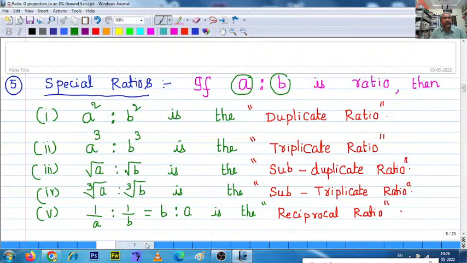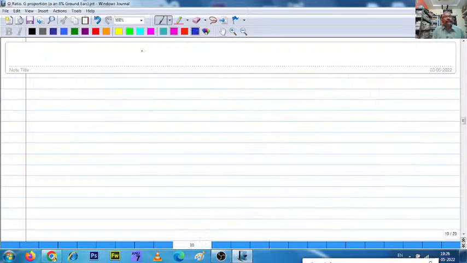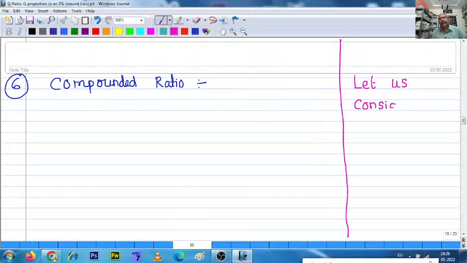Right, now we are going to discuss the sixth important point, compounded ratio. What is meant by compounded ratio? Do you have any idea? Compounded ratio or compound ratio, we can also call it. For example, let us consider two or more ratios, no problem. Let us consider two ratios, A is to B, and one more ratio, C is to D.